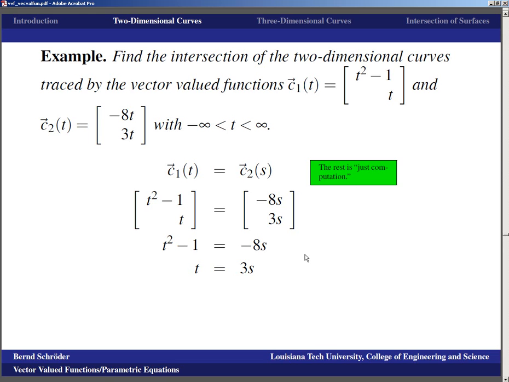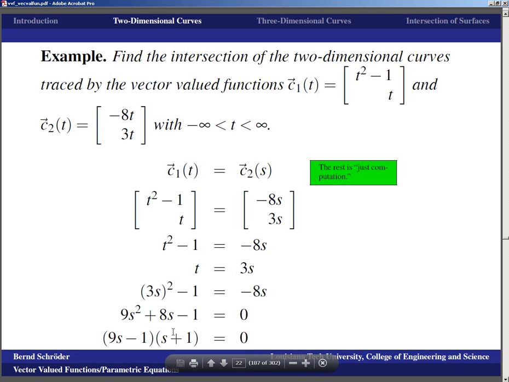This is a system of nonlinear equations, but if we know that t equals 3s, we plug in t and solve. So we get 3s squared minus 1 equals negative 8s. That gives us 9s squared plus 8s minus 1 equals 0. We just brought the negative 8s over, and that one, even though I don't often have that happen in my presentations, actually factors. That's 9s minus 1 times s plus 1, and you can verify that by realizing that 9s times s is 9s squared, minus s plus 9s is plus 8s, and then minus 1 is up here.